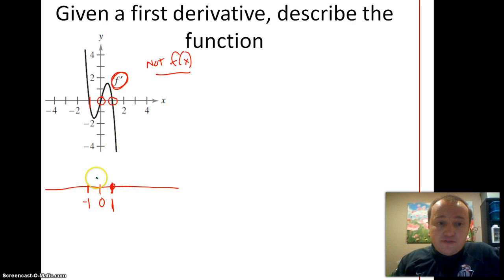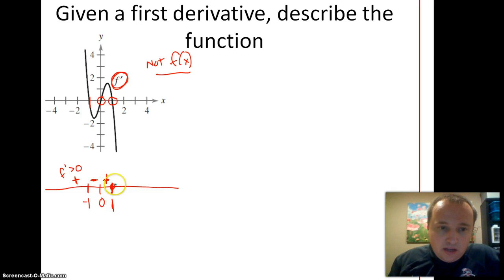So let's look at my behavior. Before negative 1, my f prime is greater than 0. So I would say it is positive slopes, positive f primes. Between negative 1 and 0, I have negative numbers. 0 and 1, I have positive numbers again. And then after 1, I have negatives. So what's my graph doing? What is my function doing? So let's think about this.